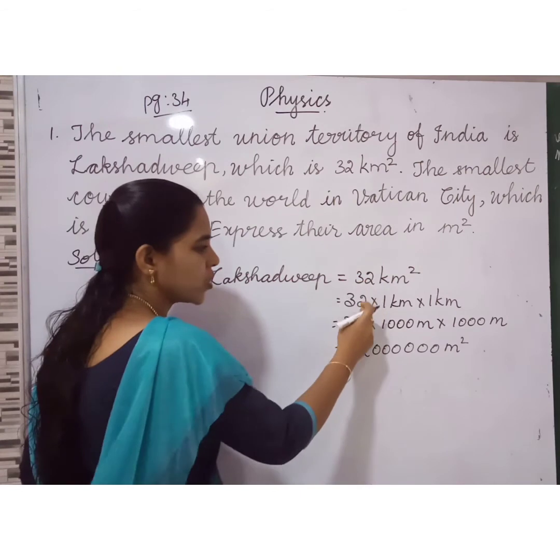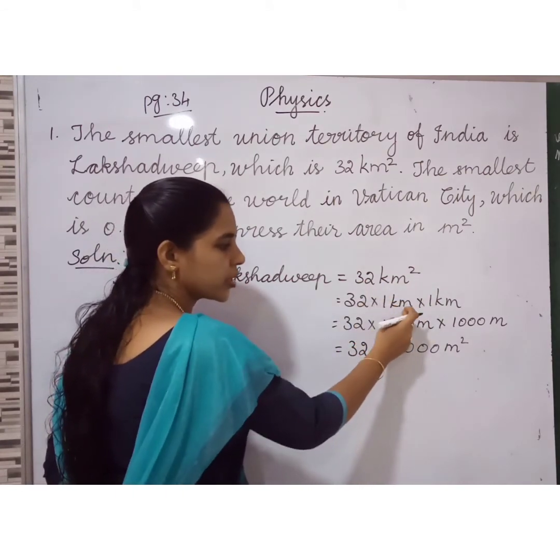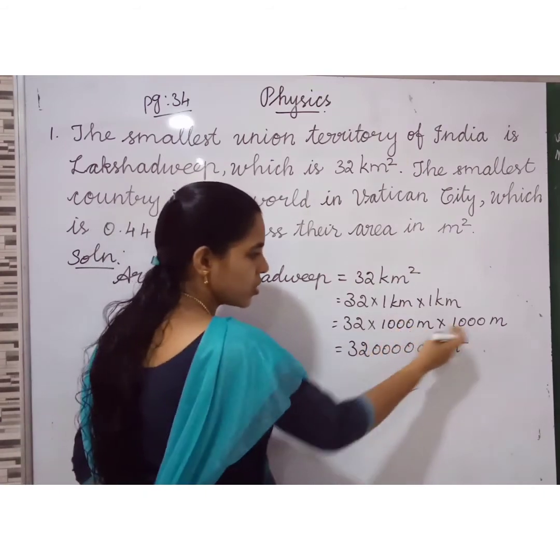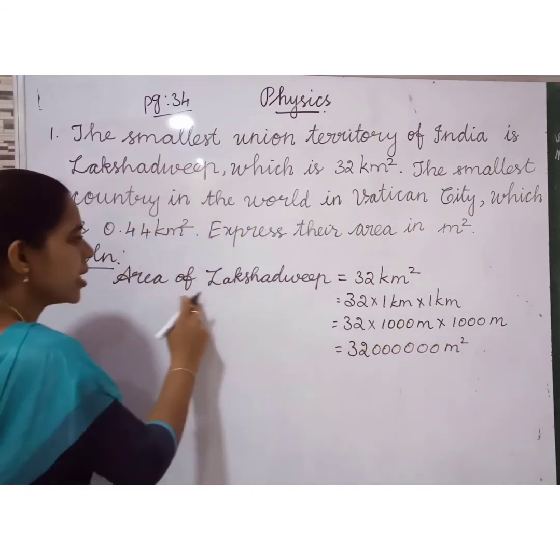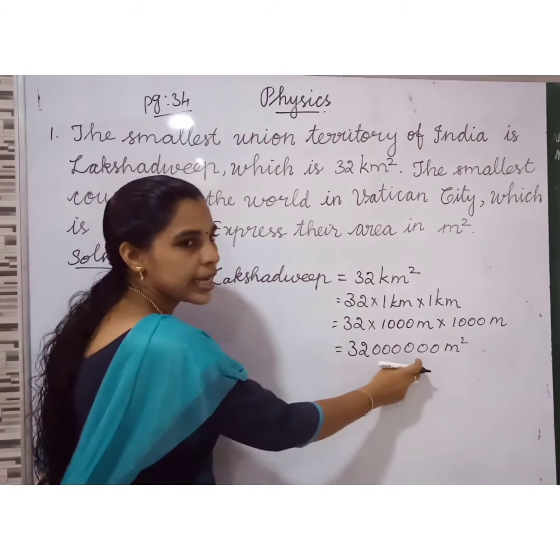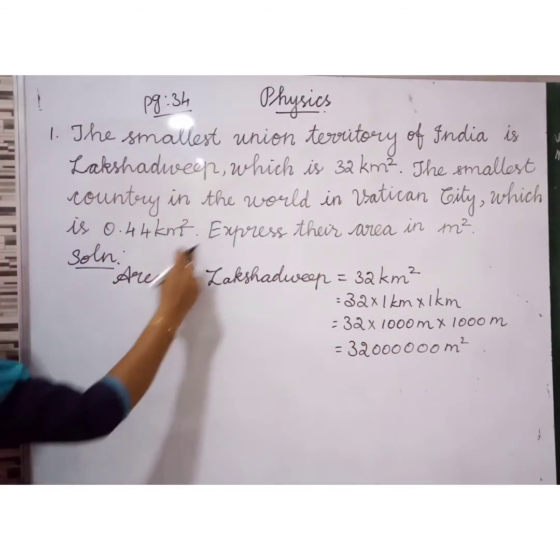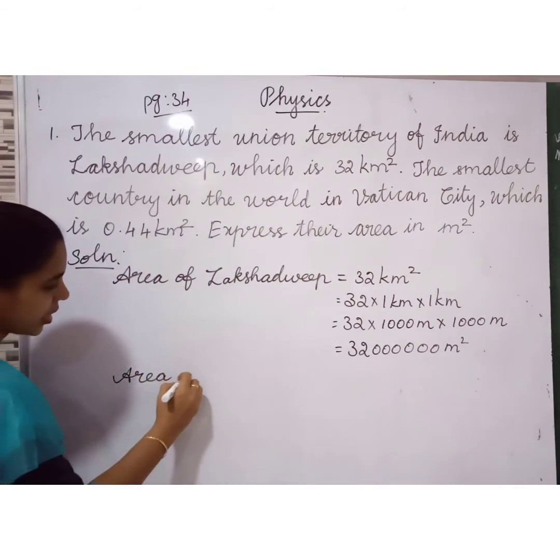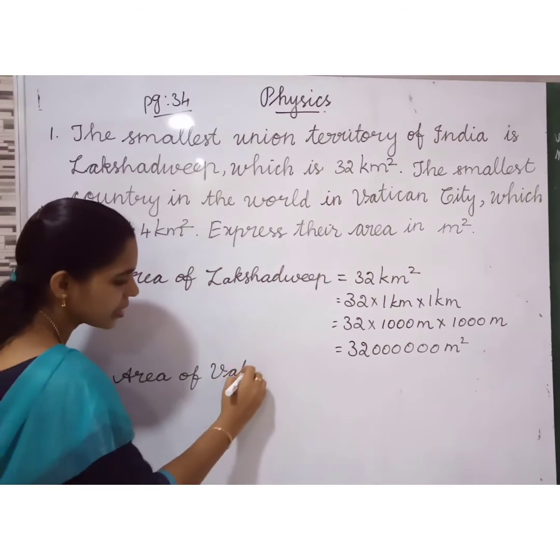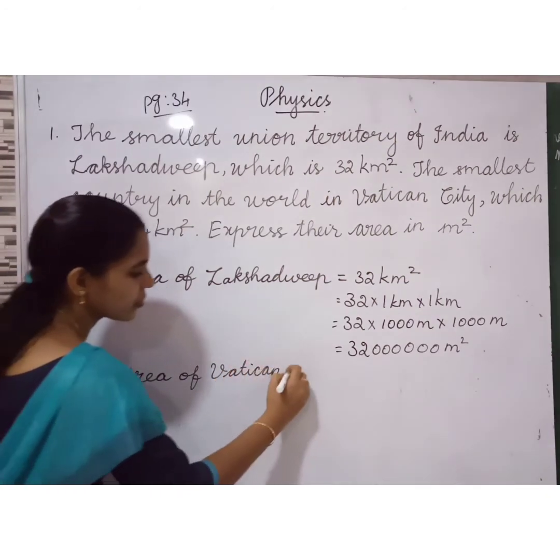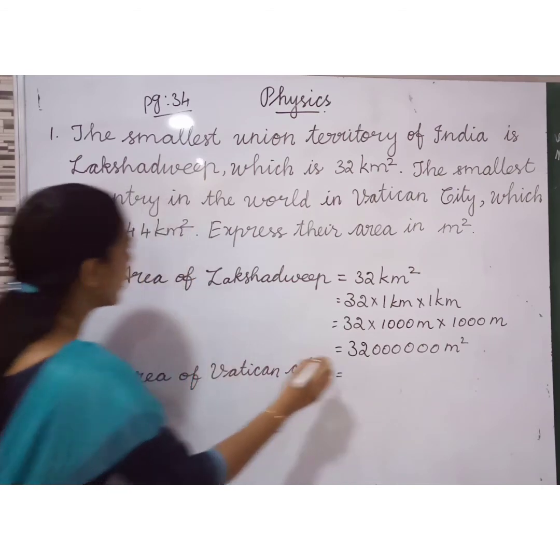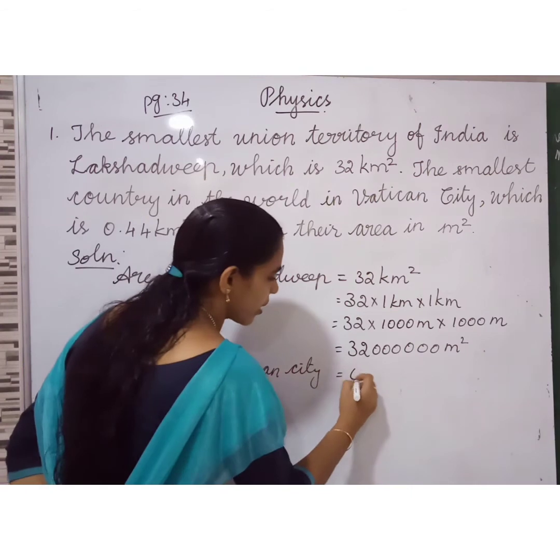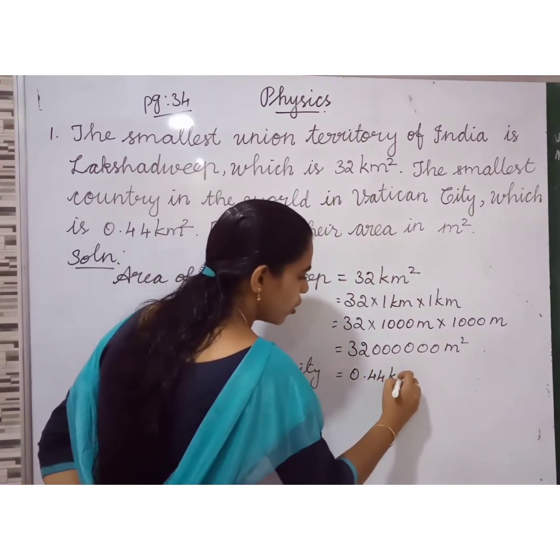32 into kilometer square, 1 kilometer into 1 kilometer. So 1 kilometer is equal to 1000 meter, so we have to multiply this number. This is the area of Lakshadweep in meter. Next question. Area of Vatican City. How much is the area? 0.44 kilometer square.